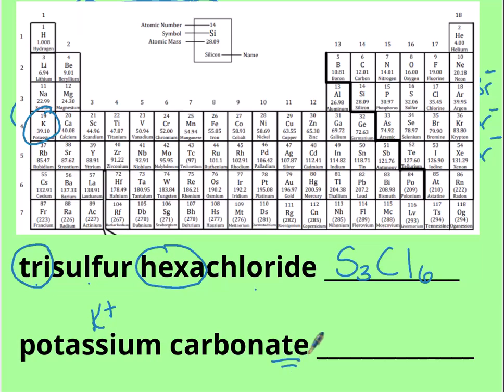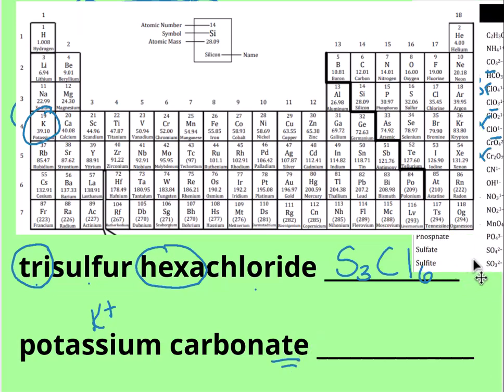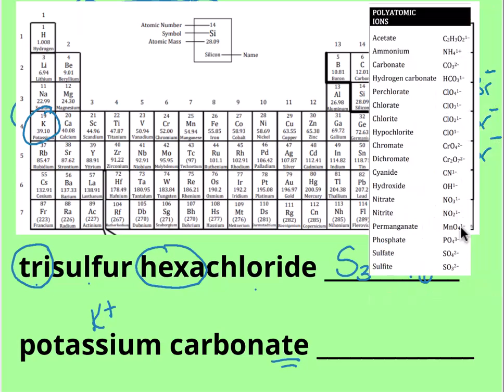And then carbonate ends in ATE. So I need my polyatomic ions. And then carbonate is this one. So that's CO3 with a -2. So remember that carbonate, which is CO3, cannot change.